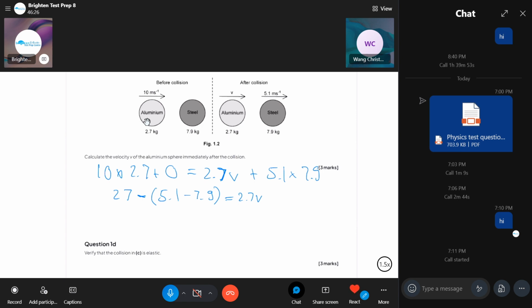Just divide 2.7 on the other side. Yeah, exactly. Straightforward. So then I would say it's time to punch it in, right? Having done all that, we would get minus 4.9 meters. Wait, shouldn't it be 5.1 times 7.9? Oh, yeah, thank you. Yep, okay. All right.